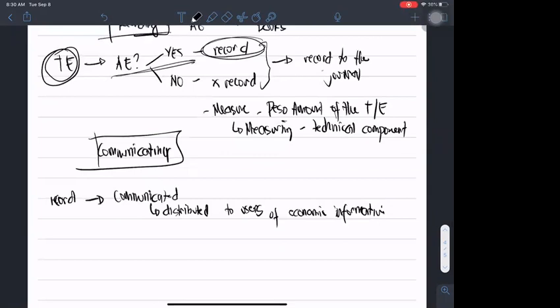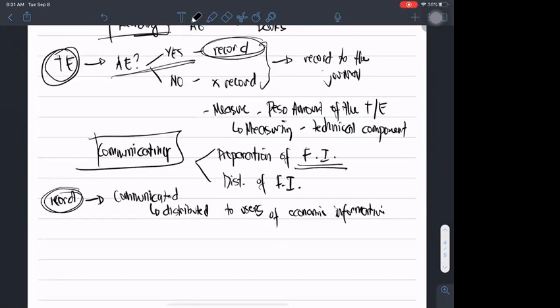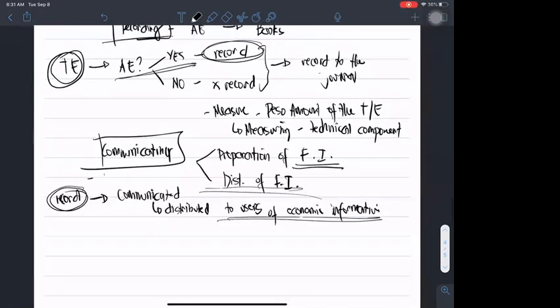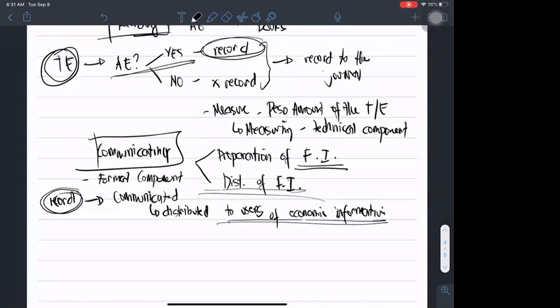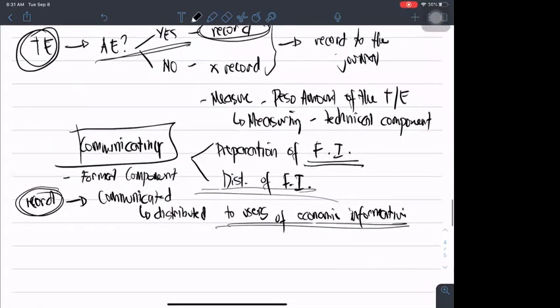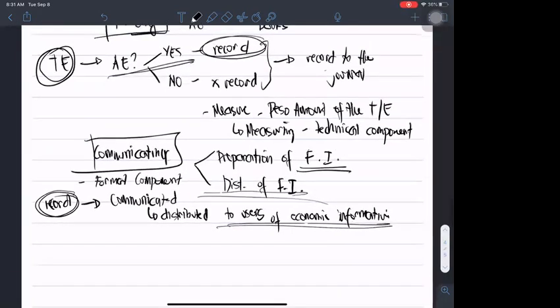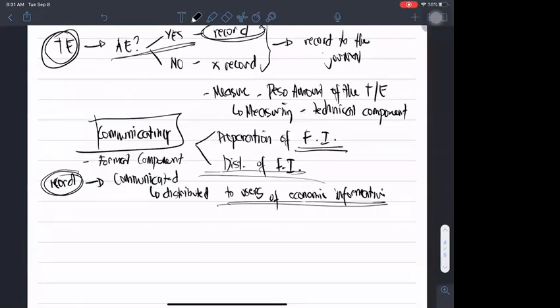So your communicating is composed of two processes. First is your preparation of financial information, and then next is the distribution of financial information. So when we say preparation of financial information, from your recording, we prepare financial information. And after it is prepared, you now distribute it to your users of economic information. By the way, communicating is known as the formal component. Okay, so we have three components: analytical, technical, and formal component. We try now to prepare and distribute accounting reports to users of economic information. So how do we communicate?